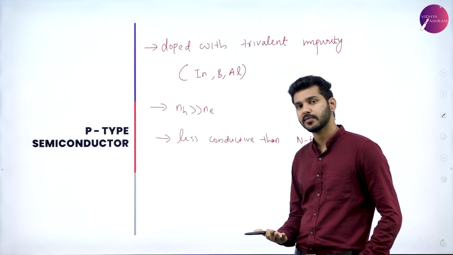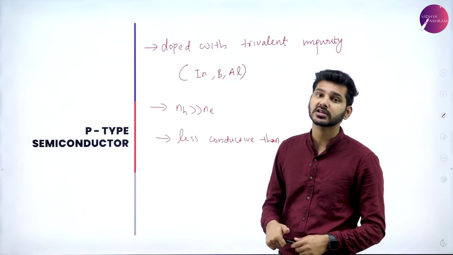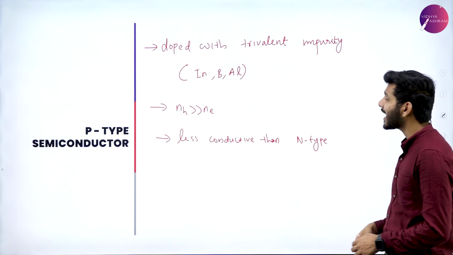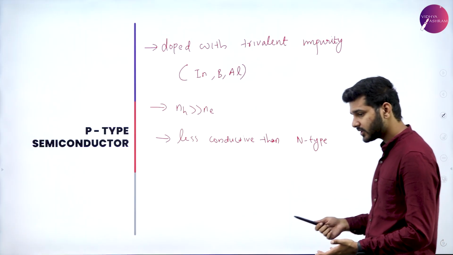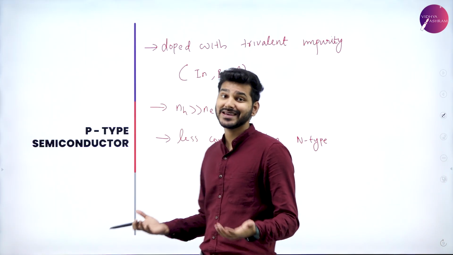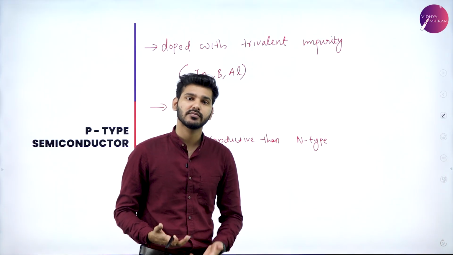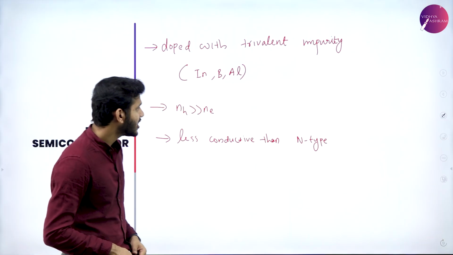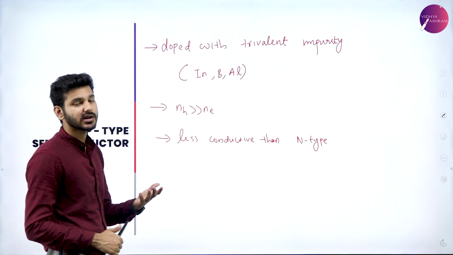To make a p-type semiconductor, we are going to dope the semiconductor atom with third group elements, or simply trivalent impurities. So trivalent impurities can be boron, indium, aluminum, or anything that you prefer from the third group. You can add that. So you can make a p-type semiconductor just like that.